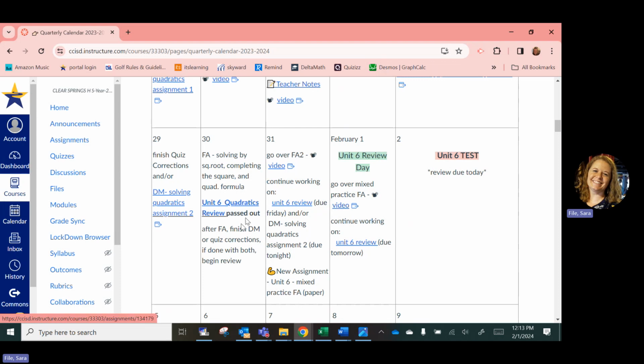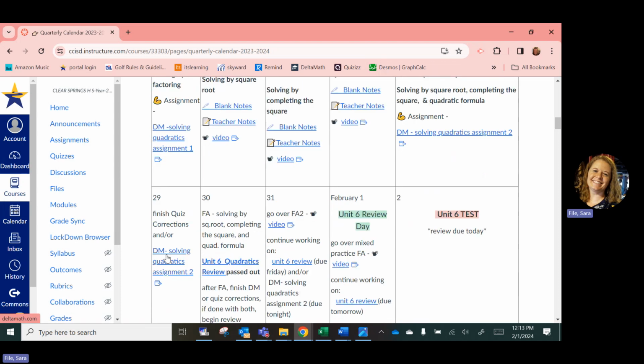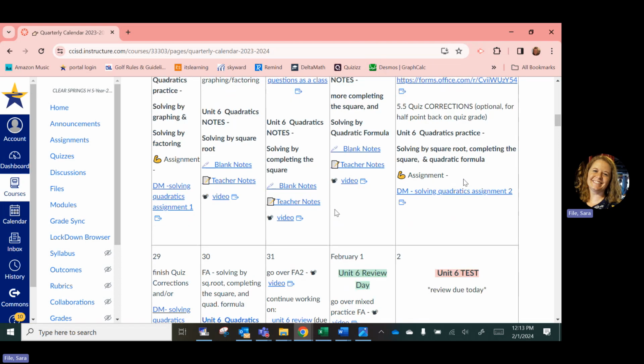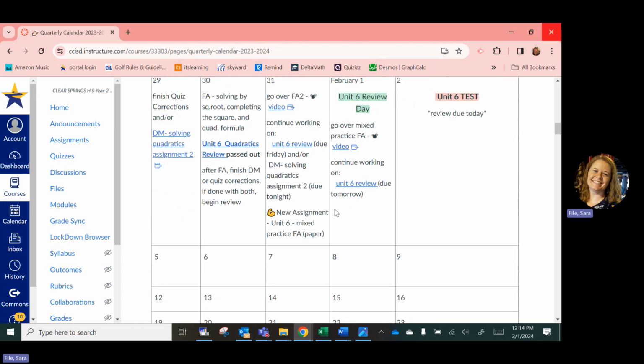You can always go back to the Delta Maths that are still open as well. Even if you completed it, it won't stop you from doing extra problems. So you can go back in your Delta Maths and do extra problems for practice if you would like to. That is that.